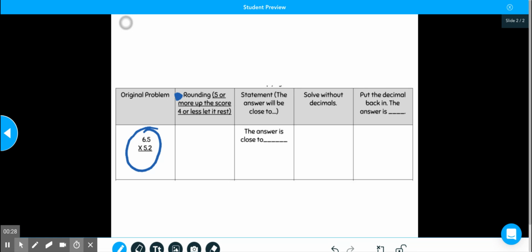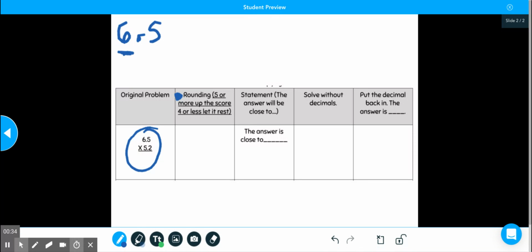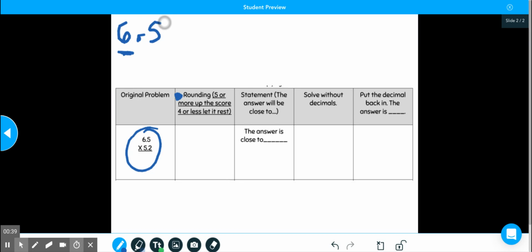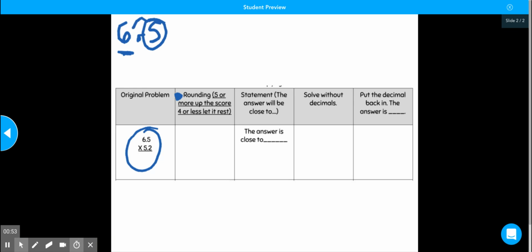So we need to round 6 5/10 to the nearest whole number. So that 6 is either going to stay a 6 or it's going to round up to a 7. And the way that we know what it's going to do is this 5 is going to tell it what to do. So remember, Miss Cipriani taught you in the last problem 5 or more, raise the score, 4 or less, let it rest. So that 5 is 5 or more. So that's telling the 6 to, you got it, it's going to become a 7.